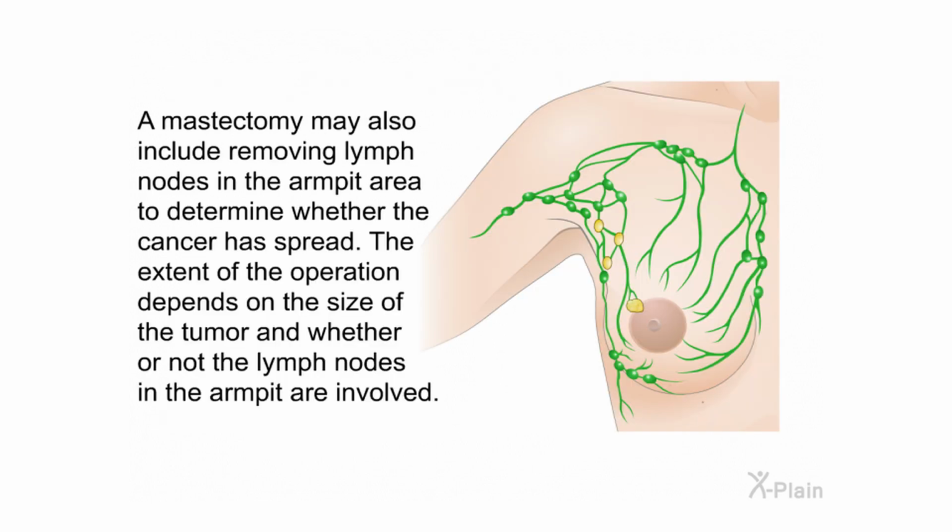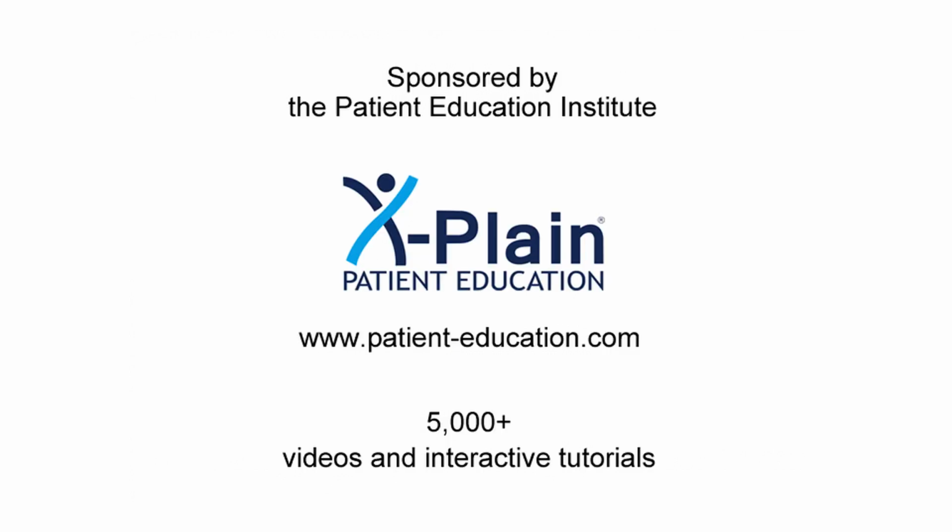A mastectomy may also include removing lymph nodes in the armpit area to determine whether the cancer has spread. The extent of the operation depends on the size of the tumor and whether or not the lymph nodes in the armpit are involved.